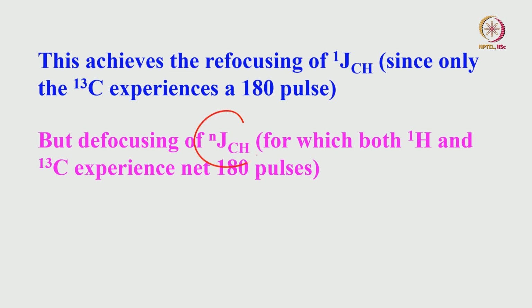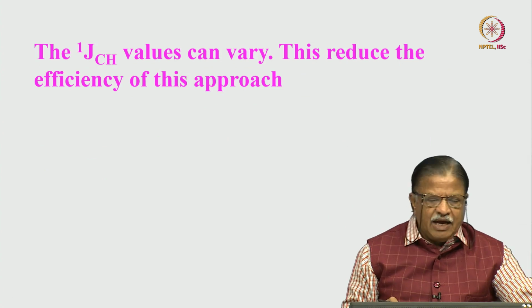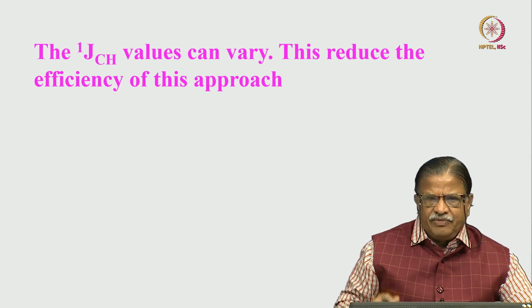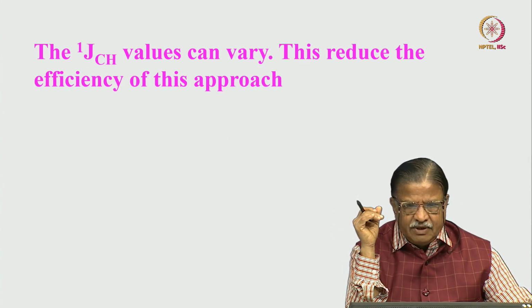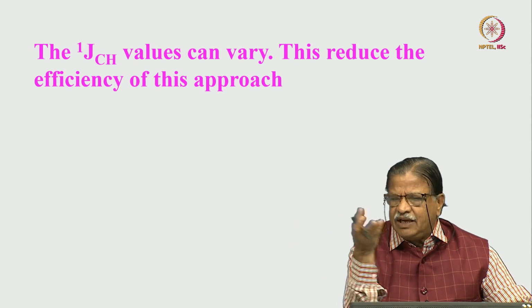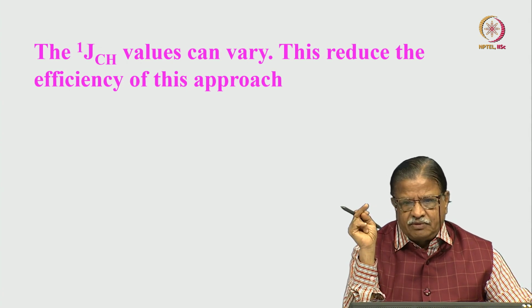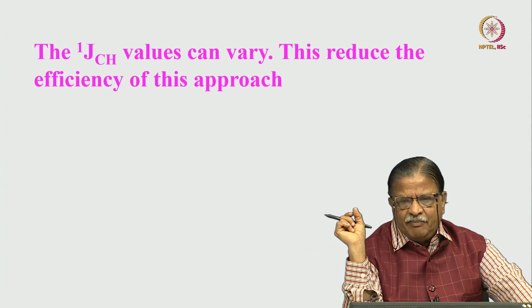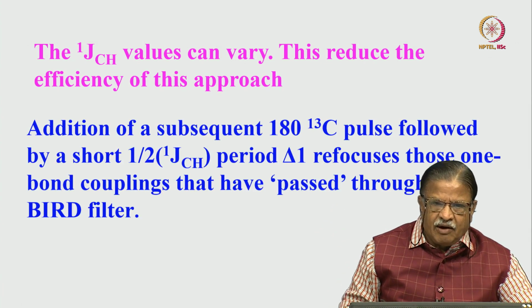So it refocuses all the correlations coming because of nJCH, for which both proton and carbon 13 experience net 180 pulses. It defocuses the remote and then refocuses the one bond JCH. Of course, 1JCH values can vary. It is not constant. 1JCH can be 150, 200, 250 depending upon the type of molecule we are looking at. This can affect the efficiency of this approach because we set the delay for one value in the BIRD element. But if the value is different, complications will come.